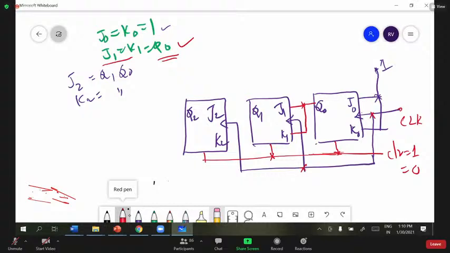So later J2 is equal to Q1 Q naught. That means you extend this Q naught and Q1, extend this Q1. Connect this to the J2. What gate can I use here? Just tell me. AND gate.